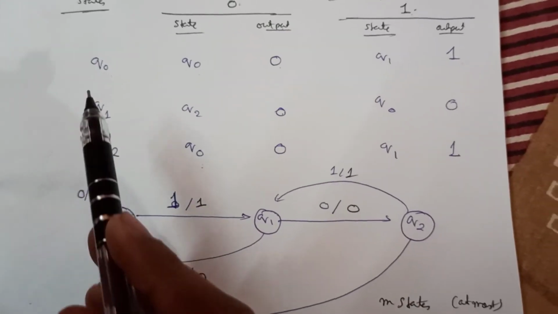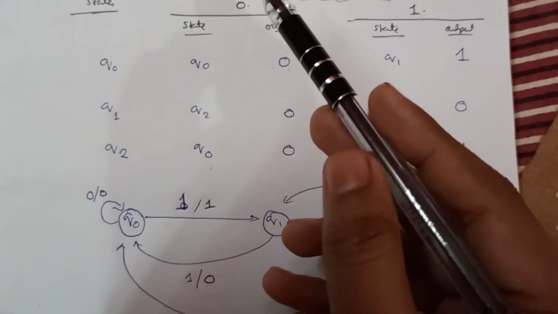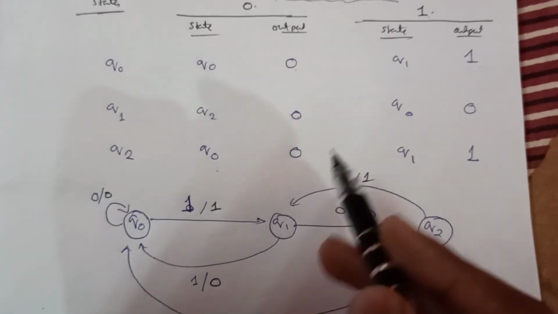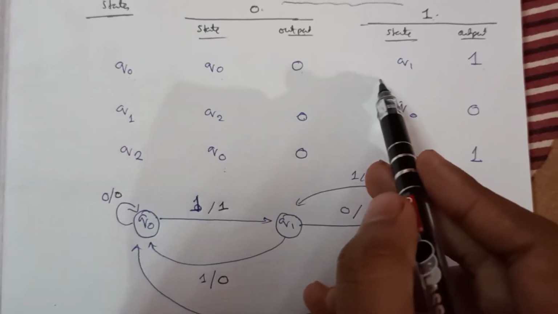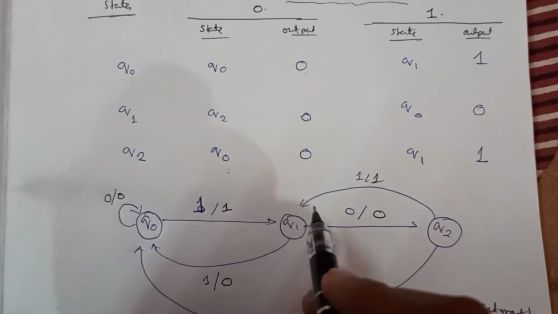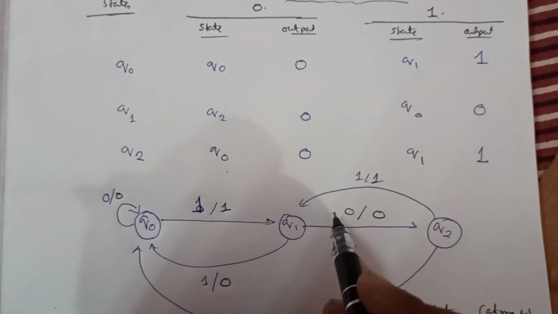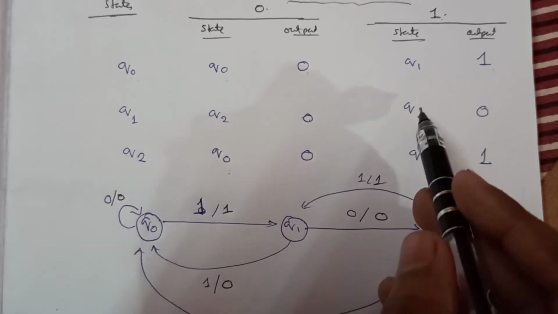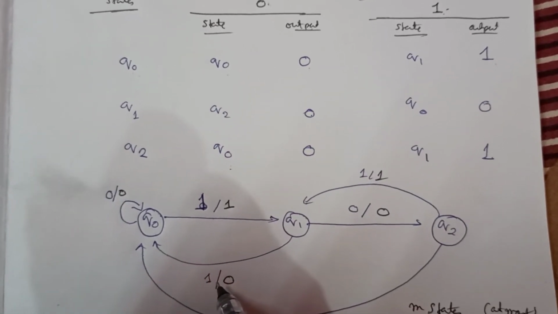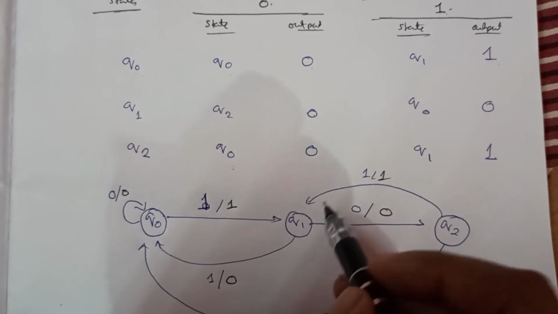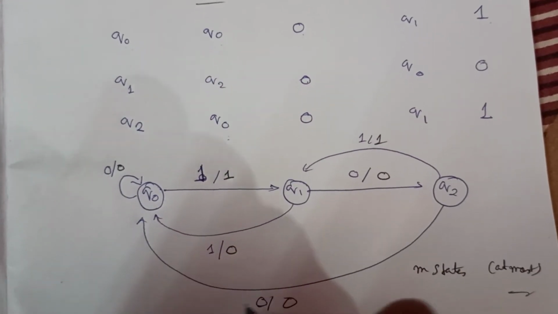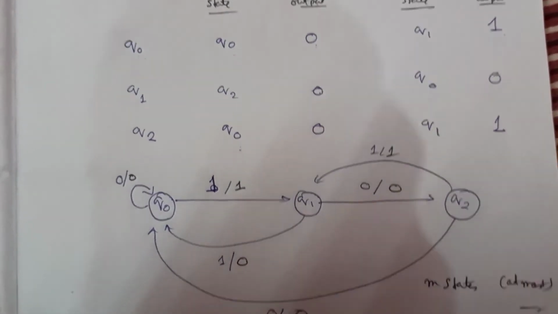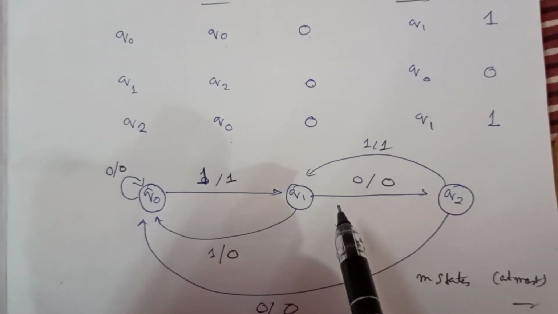Now from this transition table we can easily draw the machine. There are 3 states, Q0, Q1 and Q2. For input symbol 0, Q0 remains in Q0 and the output becomes 0. For 1 it goes to Q1 with output 1. From Q1 it goes to Q2 with output 0 for input 0, and it goes to Q0 with output 0 for input 1. Q2 goes to Q1 with output 1 for input 1, and Q2 goes to Q0 for input 0 and output 0. So this is our new Mealy machine.